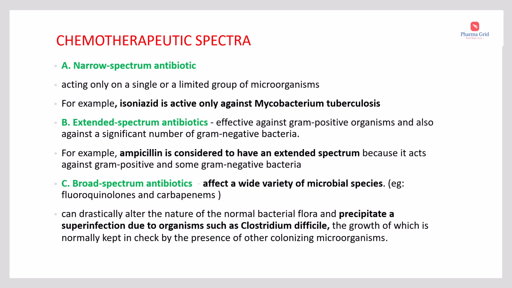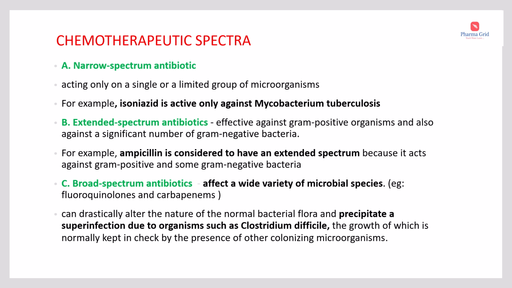Next one is extended spectrum antibiotics, which means they are effective against gram-positive organisms and also against a significant number of gram-negative bacteria. For example, ampicillin. Ampicillin is an extended spectrum penicillin. It is considered to have an extended spectrum because it acts against gram-positive and some gram-negative bacteria. Then the third one is broad spectrum antibiotics. From the word itself, it affects a wide variety of microbial species, such as chlamydia, then other protozoa likewise.